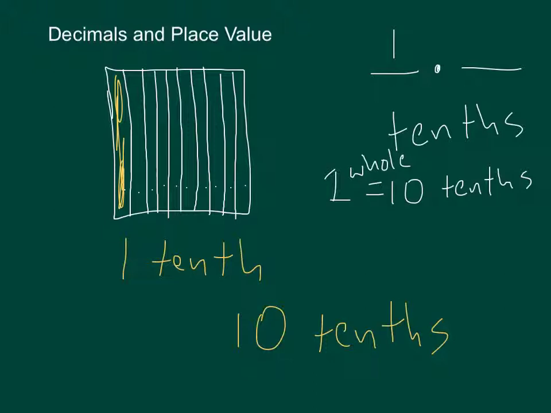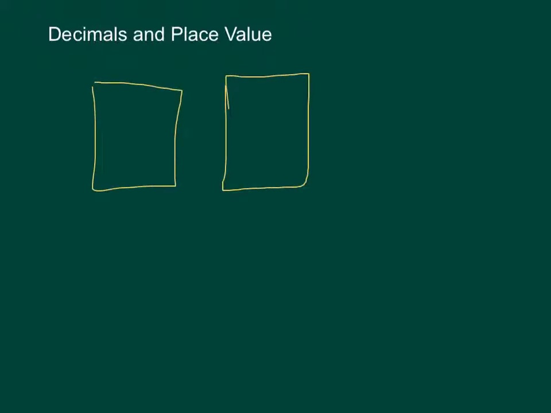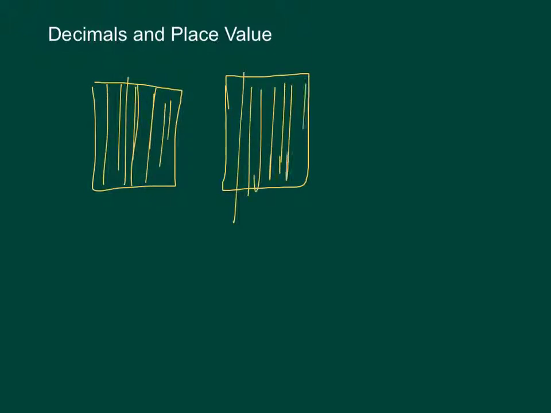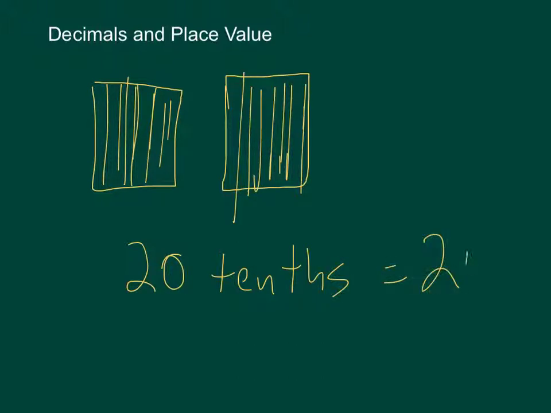Now what happens when we have 20 tenths? That would actually be 2 boxes, right? Because if each box was divided into 10 pieces, and each one of those pieces is a tenth, then 20 tenths would be 2 wholes. So 20 tenths equals 2 wholes, which is just the number 2.